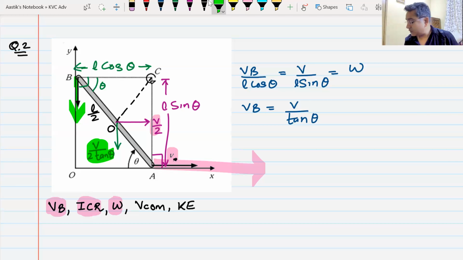Once you get this velocity, you can write the velocity of the center of mass in the form of a vector. It will be v by 2 i plus v by 2 tan theta j. Do we understand this? Yes, sir. Pakka? Yes, sir. I mean, v by 2 is the x component and v by 2 tan theta is the y component.